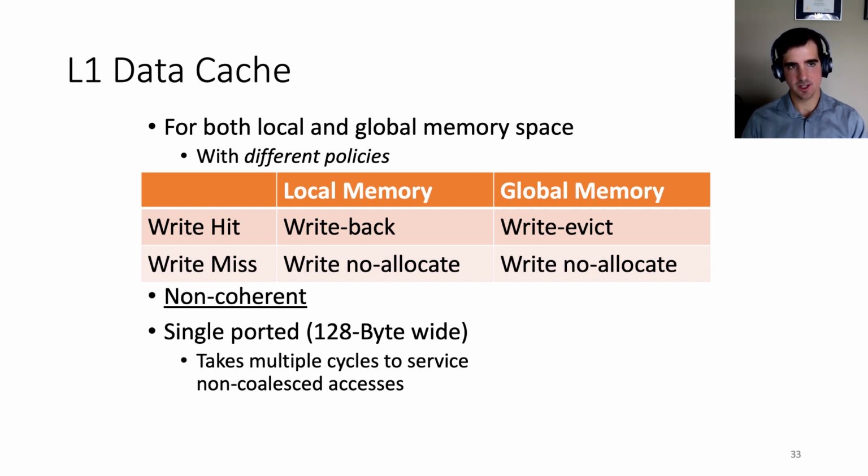The cache that's modeled in GPGPU-Sim is a single port cache, meaning that you can service one 128-byte word in one cycle, and this is something that can be configured. If you have an instruction that generates multiple memory accesses, so it's not coalesced, then it will take several cycles to clear the instruction because you'll have to probe the cache with the first access, second access, etc.